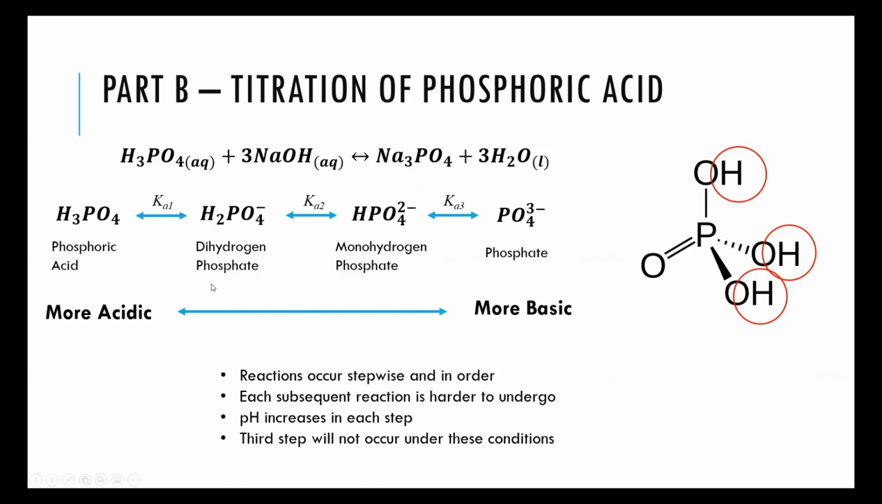And you could also use the Henderson-Hasselbalch equation before this equivalence point and before this equivalence point in between, to determine what these actual Ka values are. Using the Henderson-Hasselbalch equation, your measured pH and the molarity of the acid and molarity of the base.